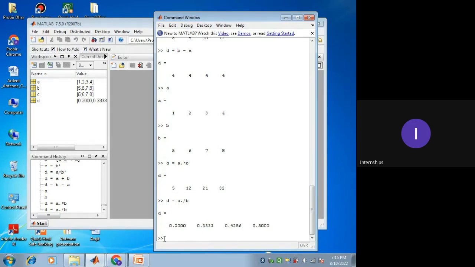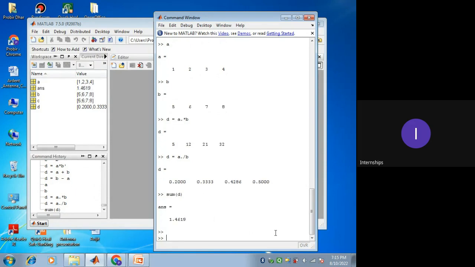Now we are interested to add these numbers. This one plus this one plus this one plus this one. So what will be the result? We can use this command, sum of D. Now, if we add these numbers, we will get this one.